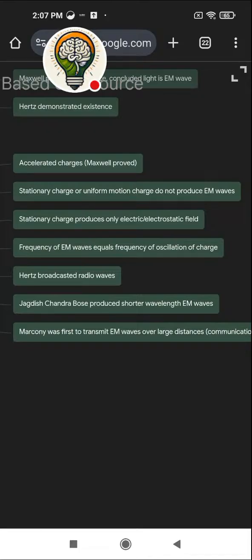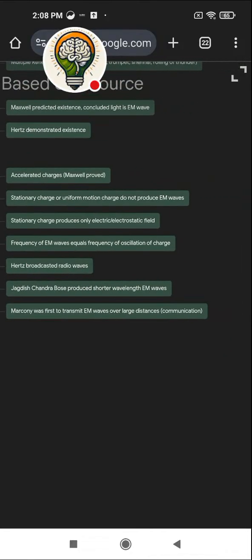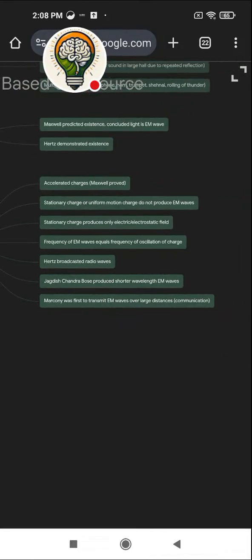Hertz broadcast radio waves, and Jagdish Chandra Bose produced shorter wavelength EM waves, and Marconi was the first to transmit EM waves over a large distance for communication.